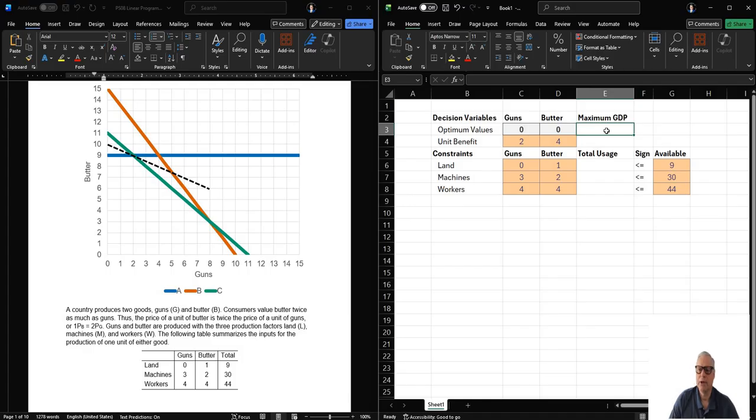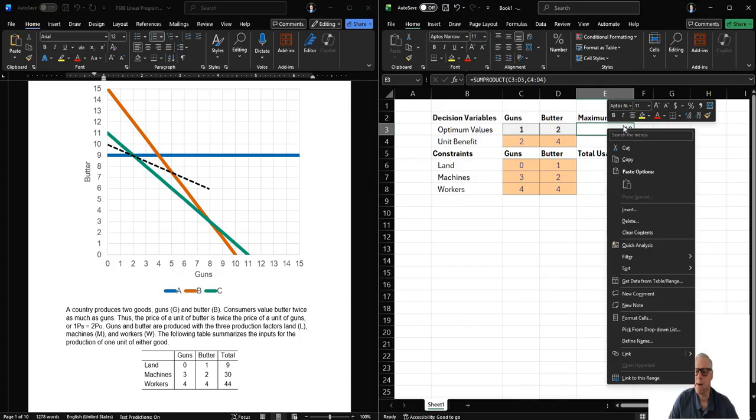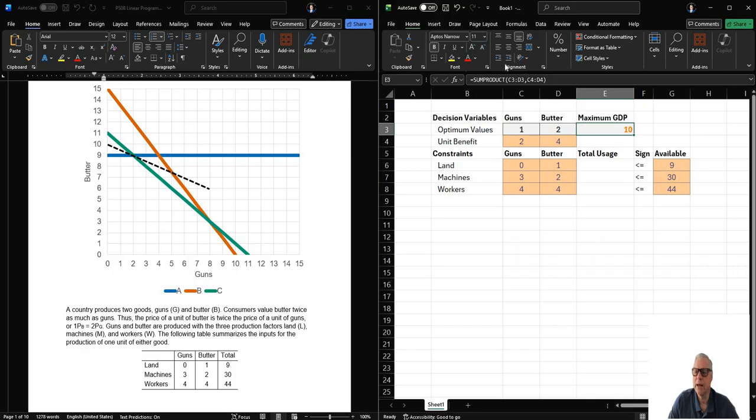Okay. And now I use again the formula sum product. So this is equal to the sum product. Okay, so I highlight the first array, comma, then I highlight the second array. And so what Excel will do, 0 times 2 plus 0 times 4. And you can see if I add here 1, it changes to 2, and if I add here another 2, it adds to 10. And this is a calculation. So let's highlight it as a calculation.